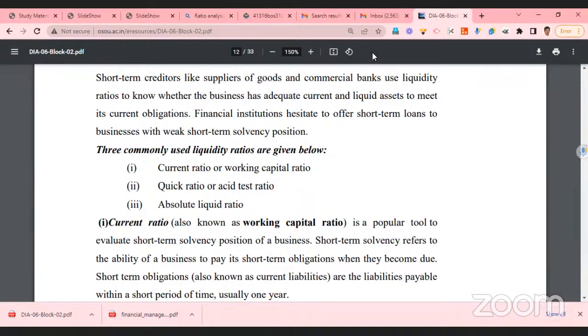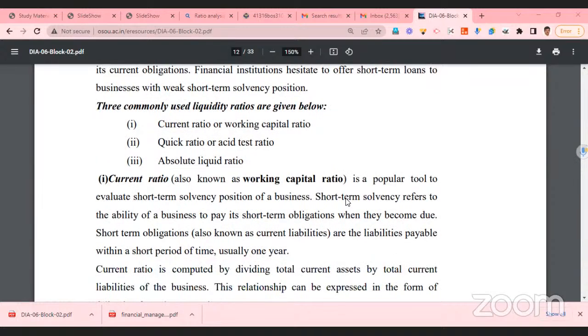So what is meant by solvency? Solvency refers to nothing but the paying capacity of the firm. Here it is the short-term paying capacity of the firm. So this ratio tells whether the firm is able to pay its short-term debts or short-term obligations or not.